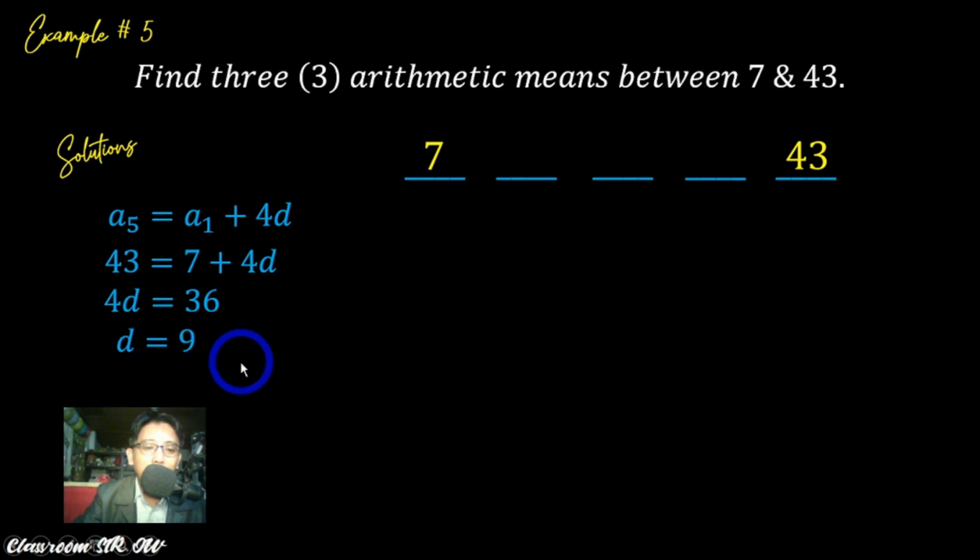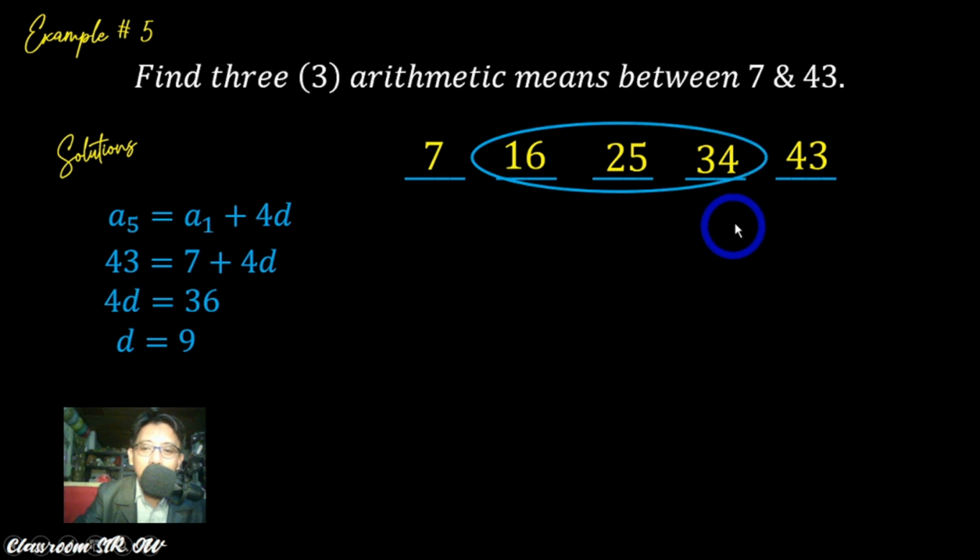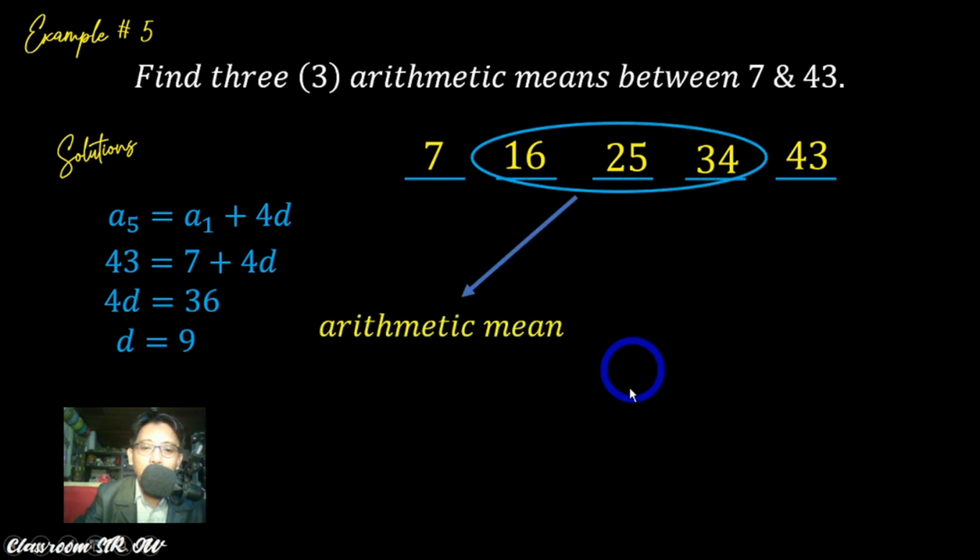So what we are going to do is we will just add 9 to the first term. 7 plus 9 is 16, and 16 plus 9 is 25, and 25 plus 9 is of course 34. So these 3 terms here in between 7 and 43 are actually our arithmetic means. So that would be our last example for this session.